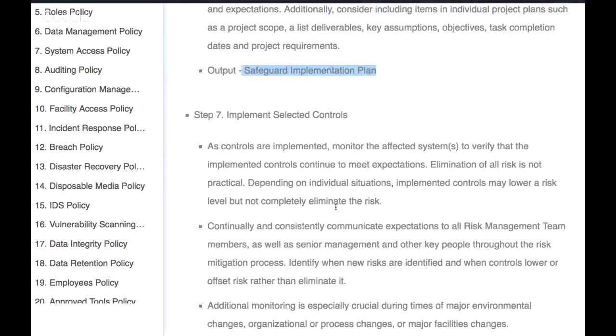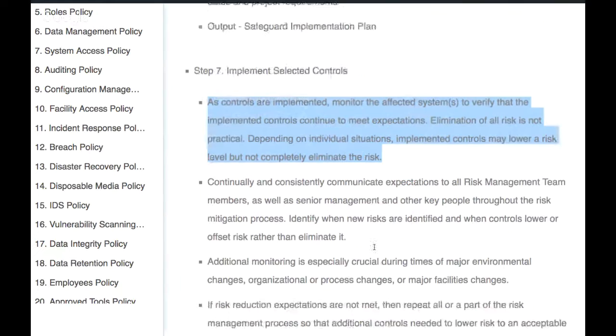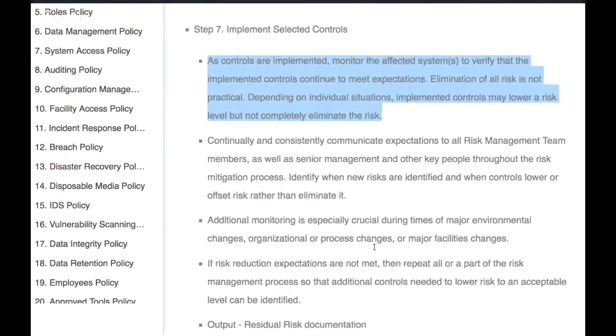Step 7. Implement selected controls. As controls are implemented, monitor the affected systems to verify that the implemented controls continue to meet expectations. Elimination of all risk is not practical. Depending on individual situations, implemented controls may lower a risk level but not completely eliminate the risk.